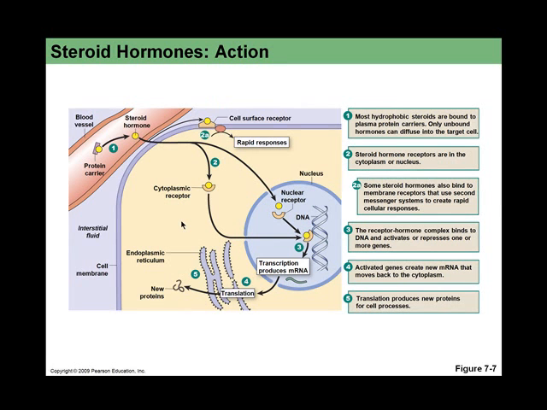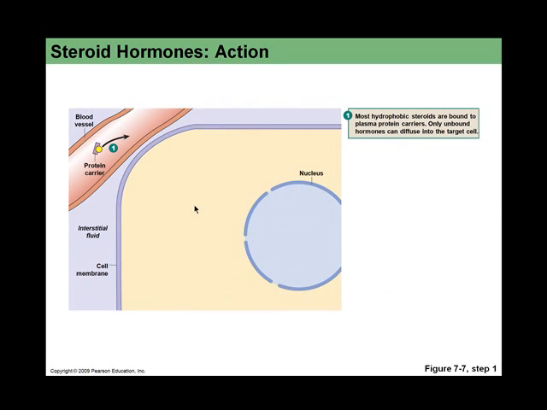So the steroid hormone actions we're going to consider in the next series of slides in 5 steps. So there's the protein carrier. Albumin is a common protein carrier found in the plasma.